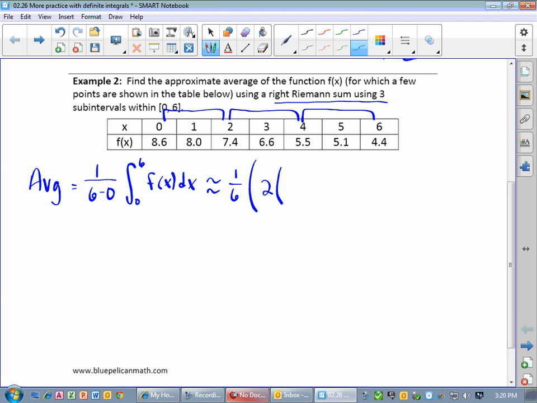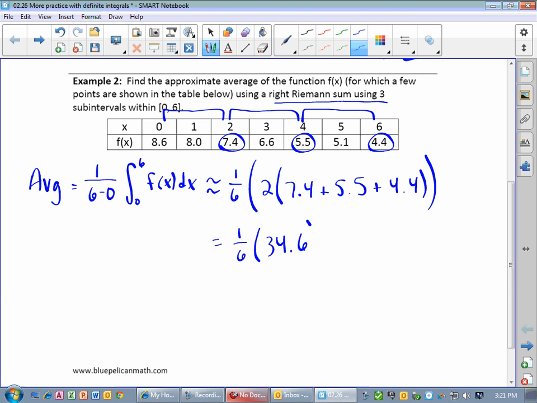Now for a right Riemann sum, we pick the rightmost value. So for the first rectangle, we're going to choose 7.4. Next rectangle, 5.5. And the last rectangle, 4.4. And so we work all this out, we get 1/6 times 34.6, and 1/6 of 34.6 is equal to 5.767. So the average value of this function, given this data table, is approximately 5.767.